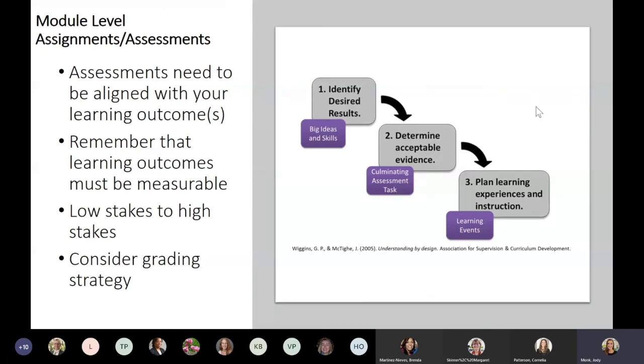But you want to take a look back and remember our backwards design model, right? This is the acceptable evidence to meet those desired results. The learning outcomes are measurable. So these assessments should be kind of that measure. These can be low stakes to high stakes. So a lot of times when you're developing module level assessments, you want the early modules sometimes to be a low stake chance to get to a more high stakes outcome, right?